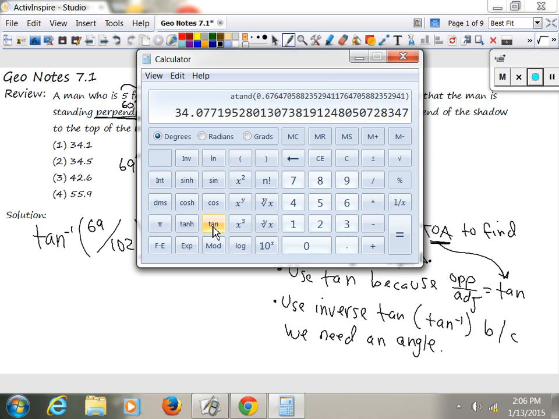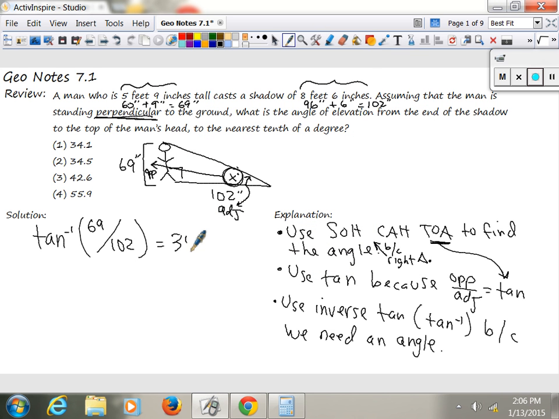So what does that round to? 34.1 degrees. So that was going to be number one solution there, or letter A if we were doing A, B, C, D. Now I do want to show you one other thing really quick.